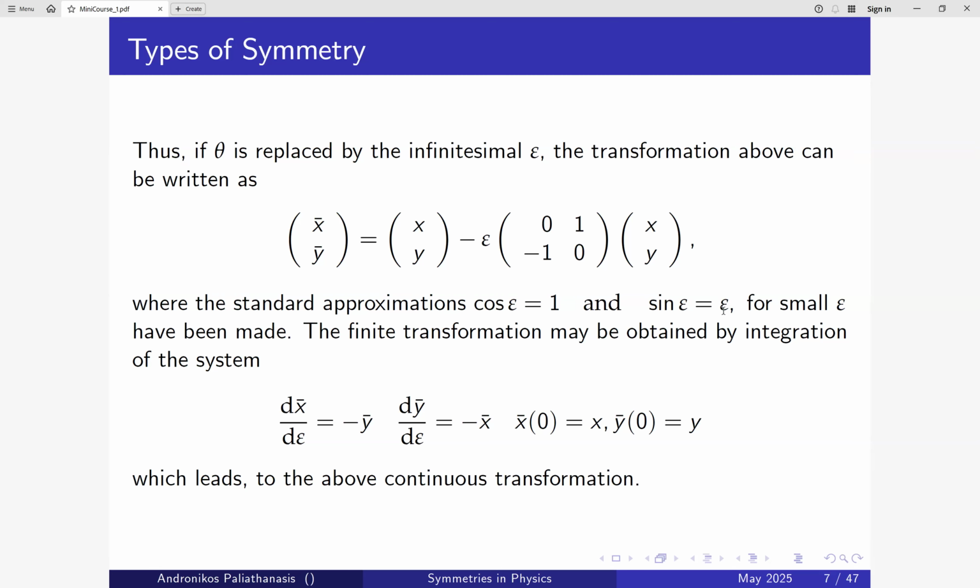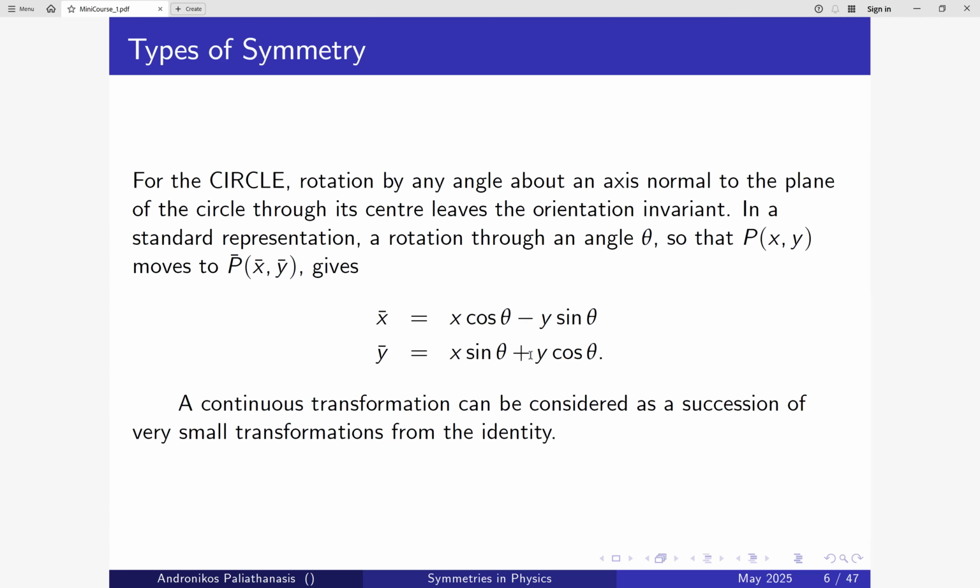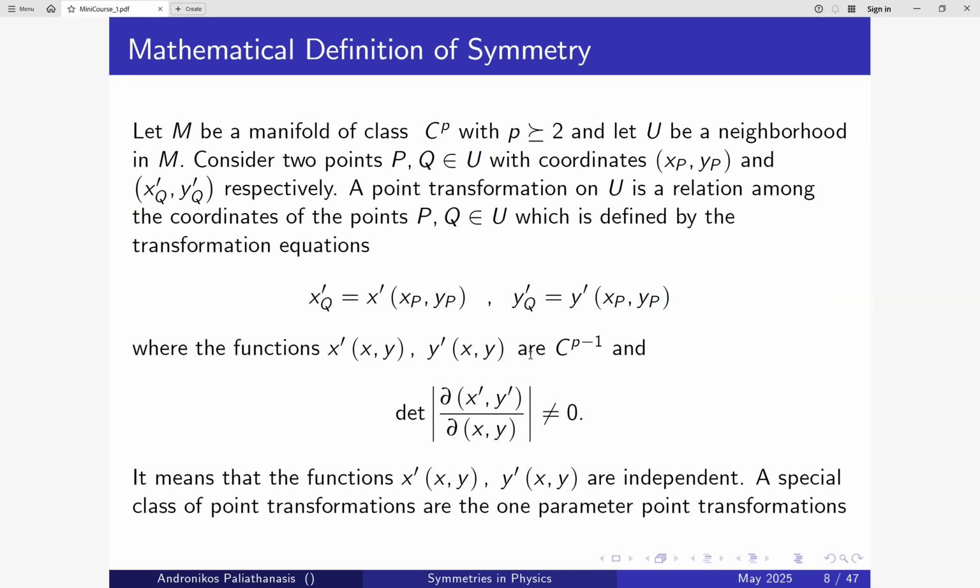The finite transformation may be obtained by integration of the following system. From here, we can construct a system of differential equations, which we can solve with these initial conditions and construct the original system. So we have a finite transformation and an infinitesimal transformation, and we can construct the continuous transformation by solving the system. Now, I will try to be mathematically solid and correct.